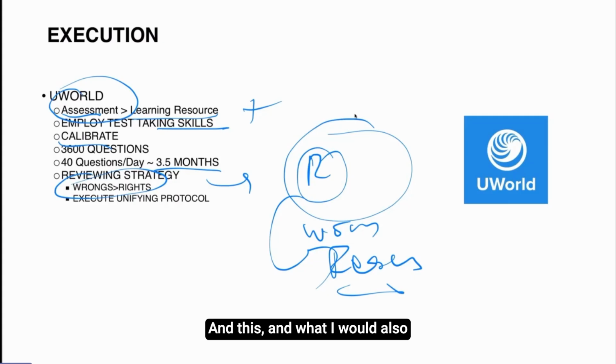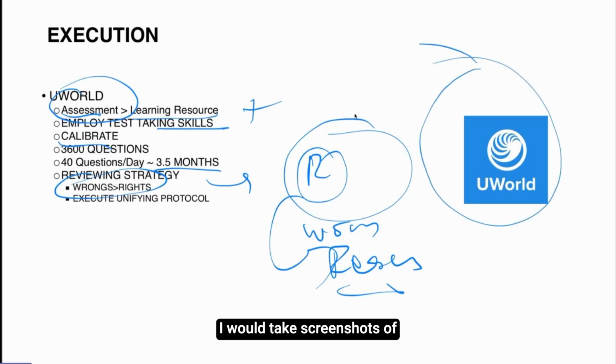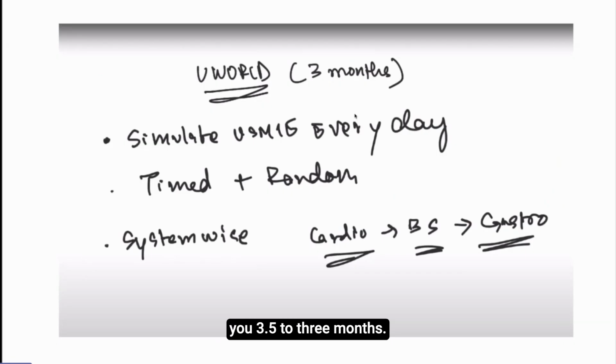And what I would also be doing is, whenever I do UWorld, I would take screenshots of whatever UWorld questions I got, like any kind of explanations or summary. I would take a screenshot of that and put it on my iPad on my First Aid. So I was building a unifying resource, and that's called the unifying protocol. UWorld again should take you 3 to 3.5 months. Do it on timed plus random mode.